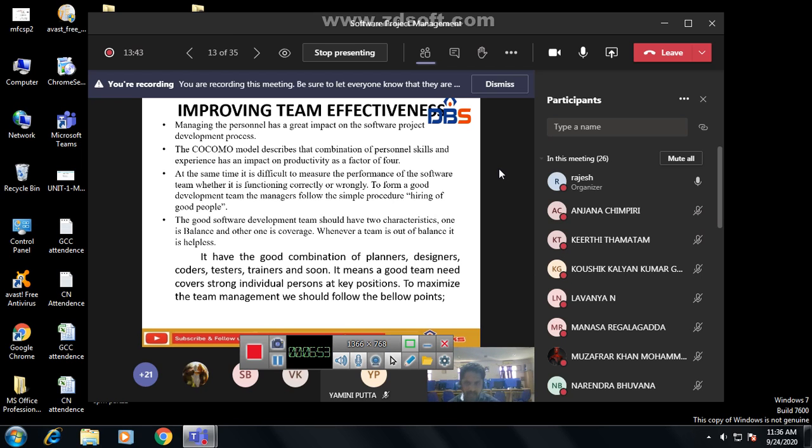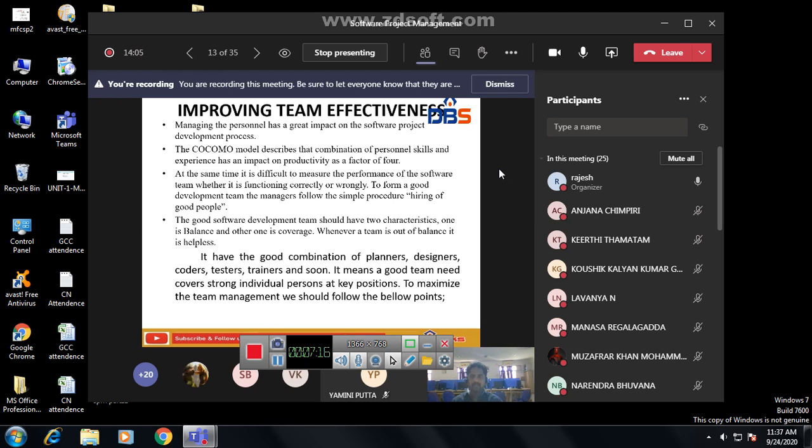See here, the COCOMO model describes that the combination of personal skills and experience has an impact on productivity as a factor of 4. ఓకే, మనం కోకోమో చెప్పాం. సో మనం ఎలా లైన్ ఆఫ్ కోడింగ్ కానివ్వండి, దానికి సంబంధించిన షెడ్యూల్స్, బడ్జెట్ కానీ ఎలా క్యాలిక్యులేట్ చేస్తామంటే వీ కెన్ గో ఫర్ ద కోకోమో. దట్ ఈస్ ద కాస్ట్ కన్స్ట్రక్టివ్ మోడల్ అనేదాన్ని యూస్ చేస్తాము అని చెప్తున్నాం.